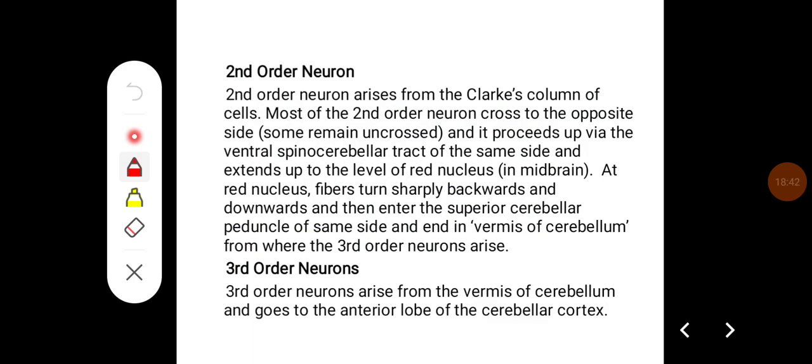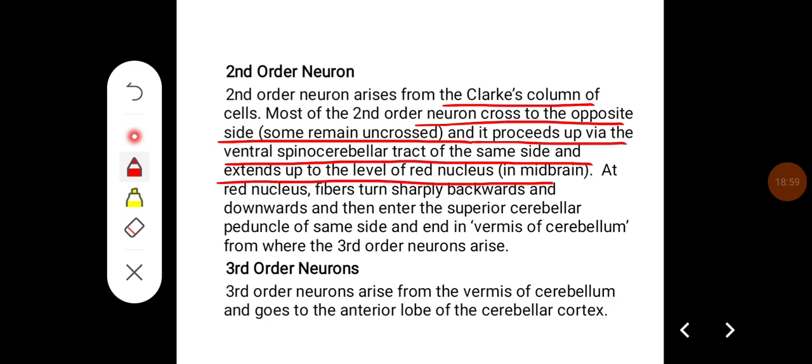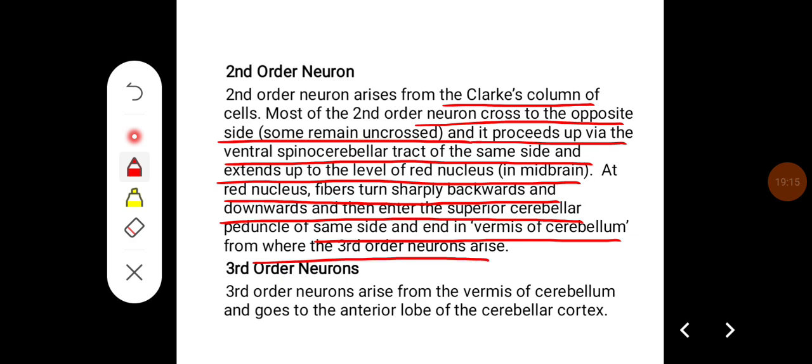From there, most of the second order neurons from the Clark's column cross to the opposite side and some remain uncrossed, and it proceeds up via the ventral spinocerebellar tract of the same side and extends up to the level of the red nucleus in the midbrain. At the red nucleus, fibers turn sharply backwards and downwards and then enter the superior cerebellar peduncle of the same side and end in the vermis of the cerebellum, from where third order neurons arise.